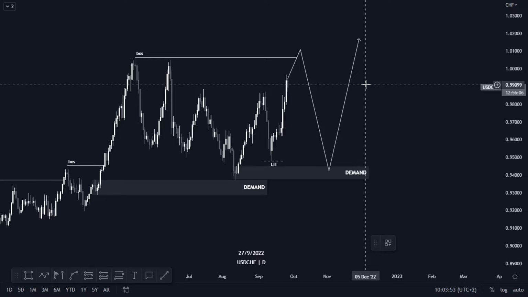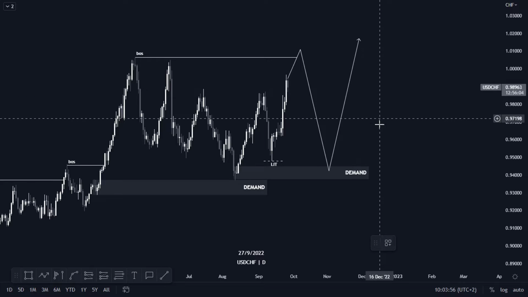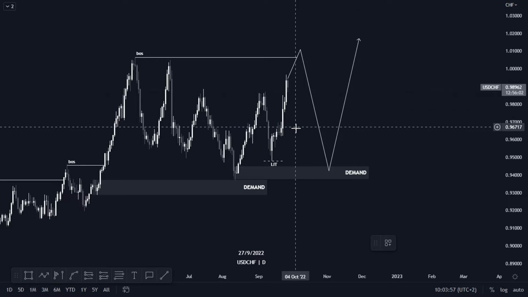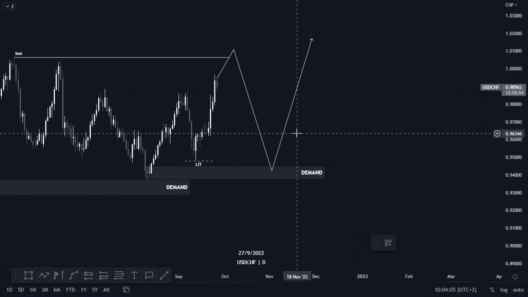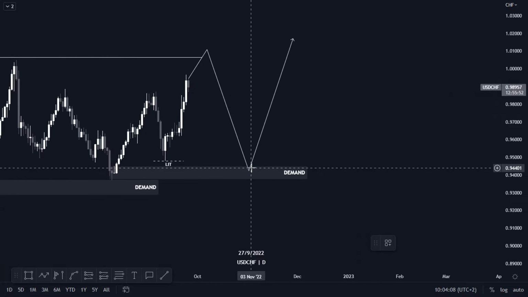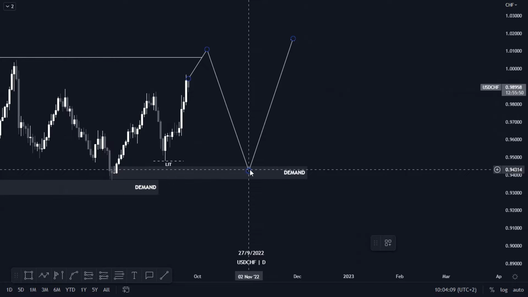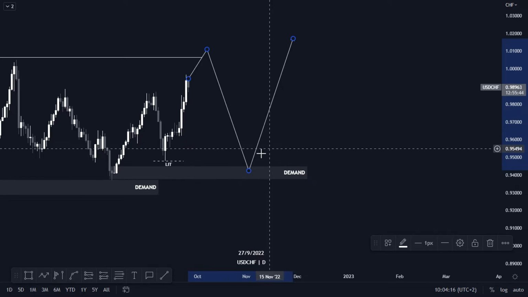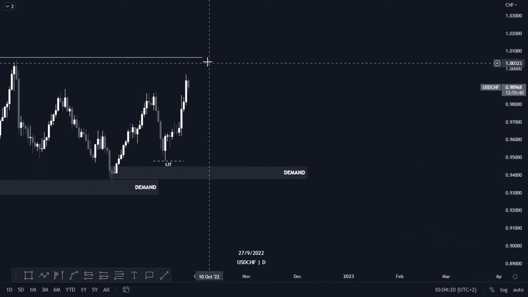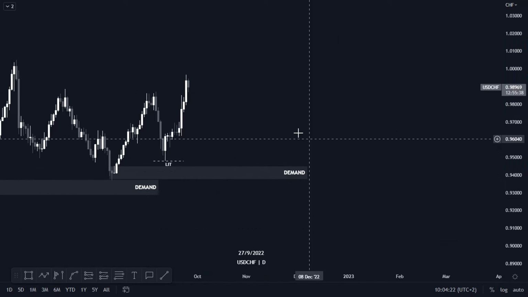So another thing you need to know, guys, is that you need to start with the monthly time frame, go on to your weekly time frame, your daily time frame, and your hourly time frame. Now we only analyzed from the monthly to the daily time frame. Okay, now let's go on to the hourly time frame. Let's just delete this here.